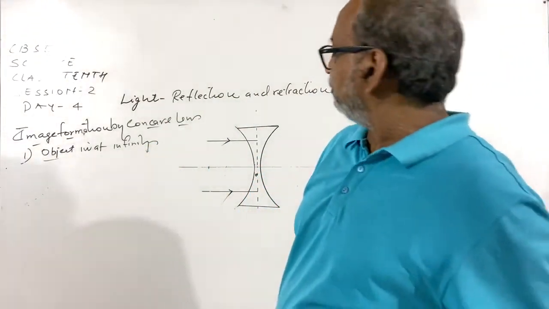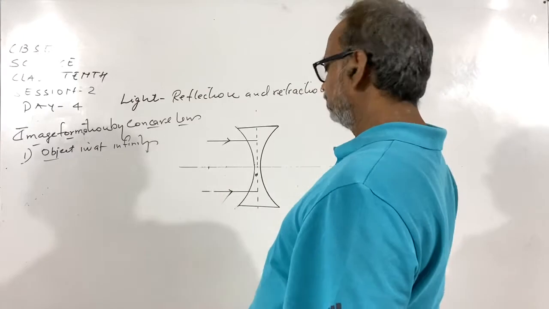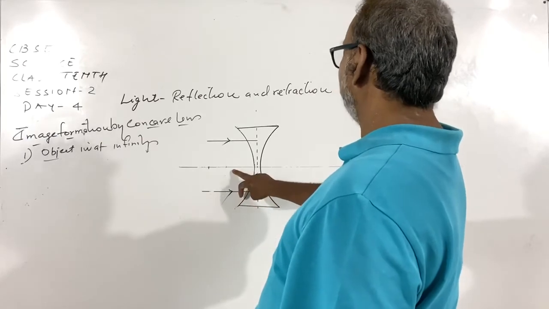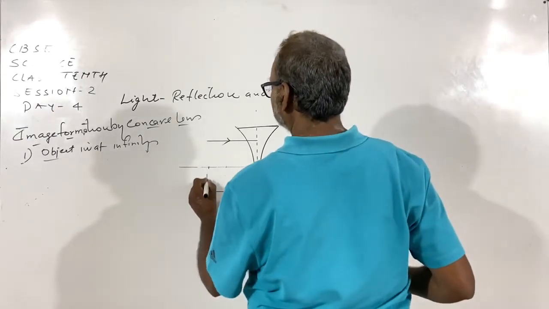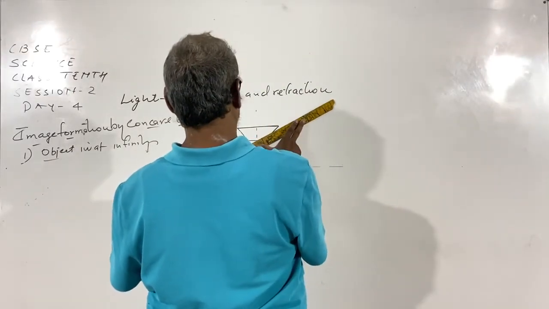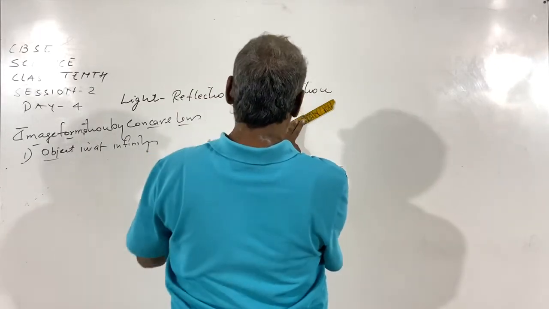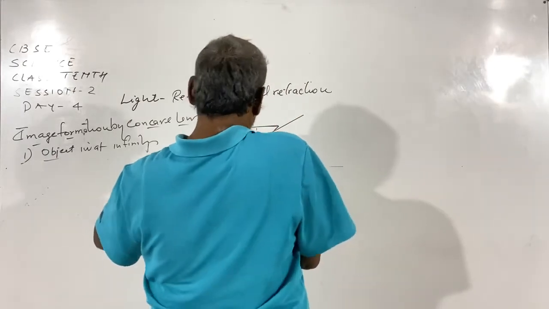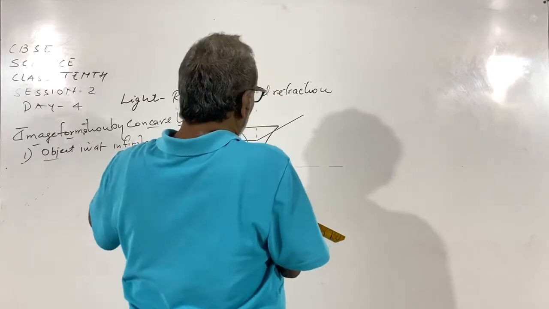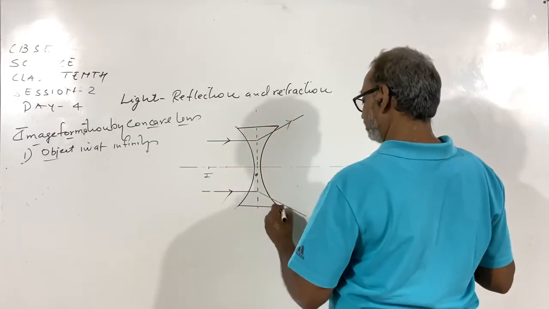Now, when the object is at infinity, the rays coming from the object are parallel to each other, and they are also parallel to the principal axis. Now, this is a diverging lens. So, the rays of the light after refraction from the lens will diverge. So these are incident rays and these are refracted rays.